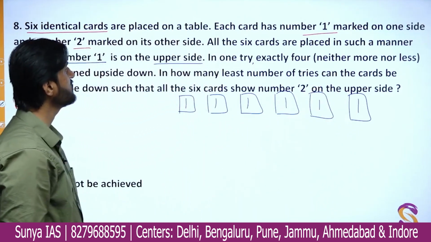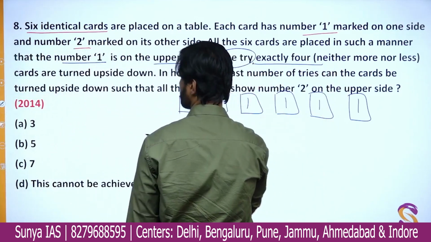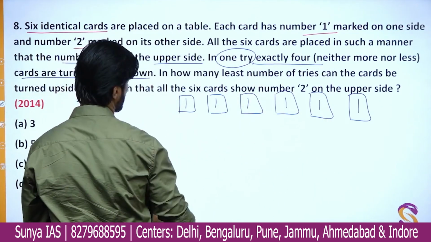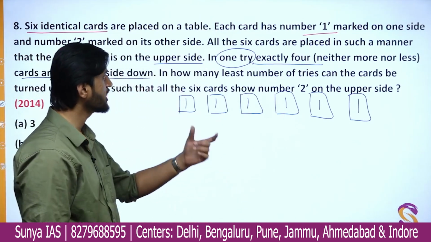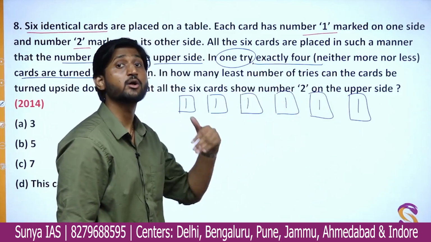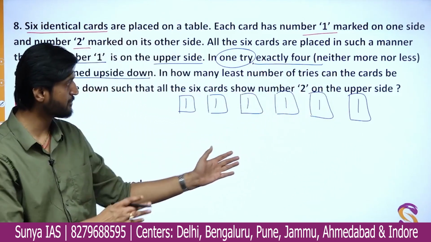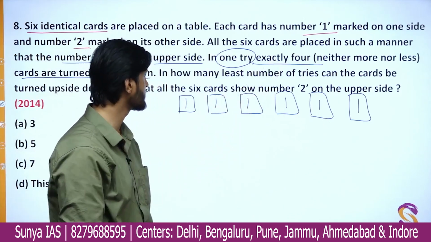Further it says in one try exactly 4 cards are turned upside down. So if you are flipping them, if you give one try, you can actually flip only 4, neither less nor more. You actually flip exactly 4 cards. So you will be flipping and they will be showing the other side, that is 2.